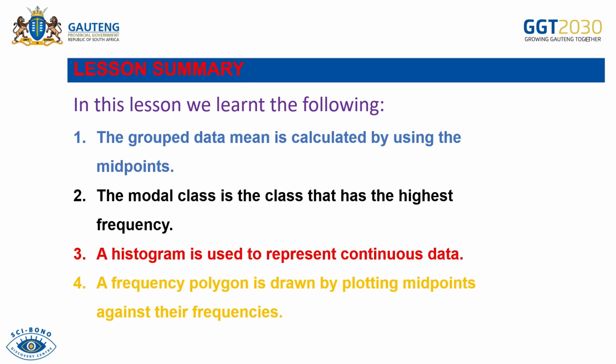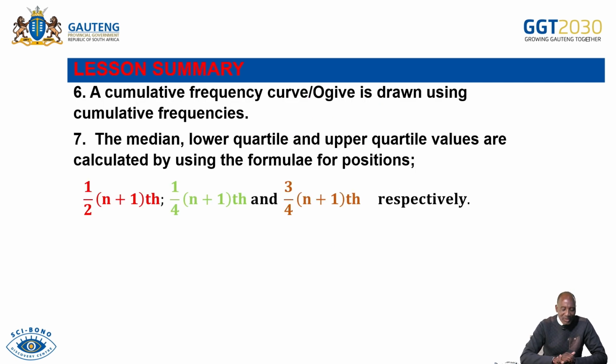Our lesson is going to end here for today, and in this lesson we learned the following. The grouped data mean is calculated by using the midpoints. The modal class is the class that has the highest frequency, and a histogram is used to represent continuous data. In other words, your bars must always touch each other. A frequency polygon is drawn by plotting midpoints against their frequencies. And then a cumulative frequency curve or an ogive is drawn by using cumulative frequencies.